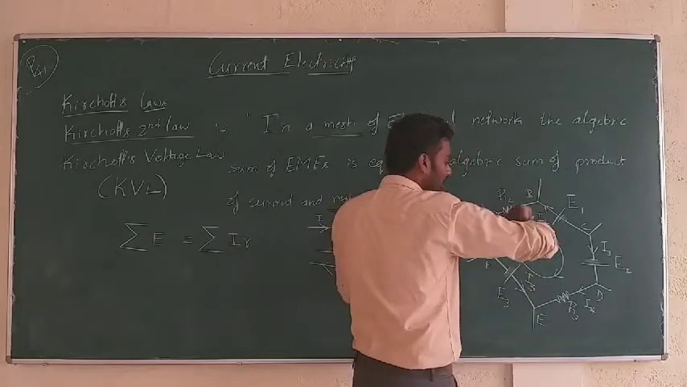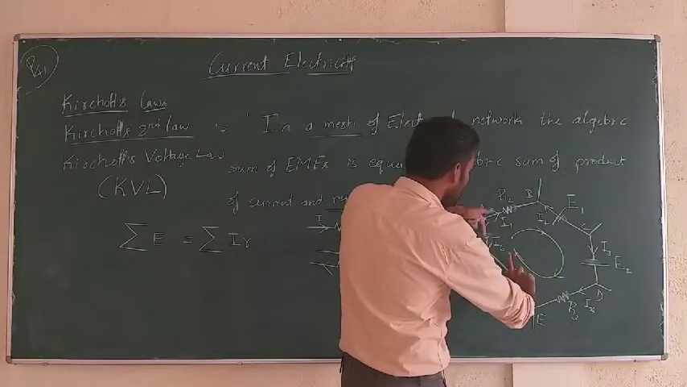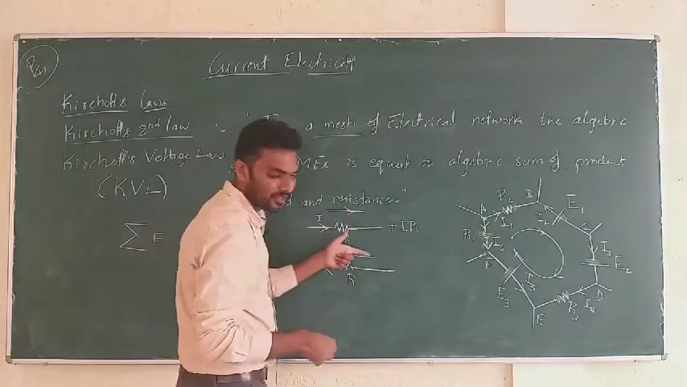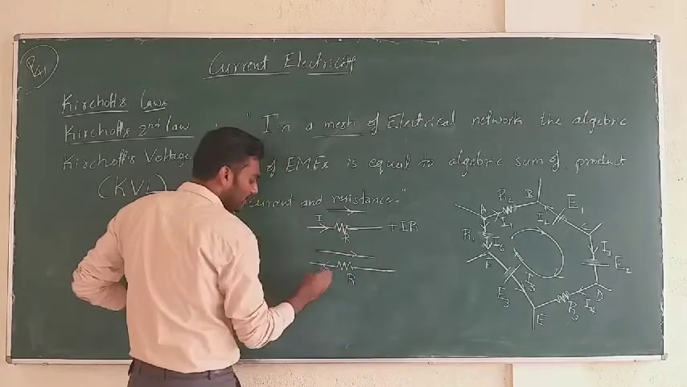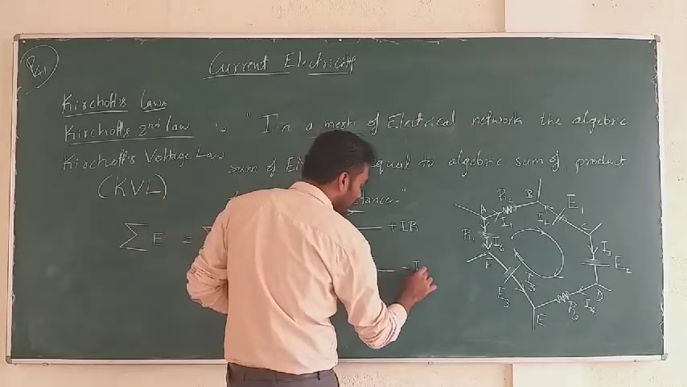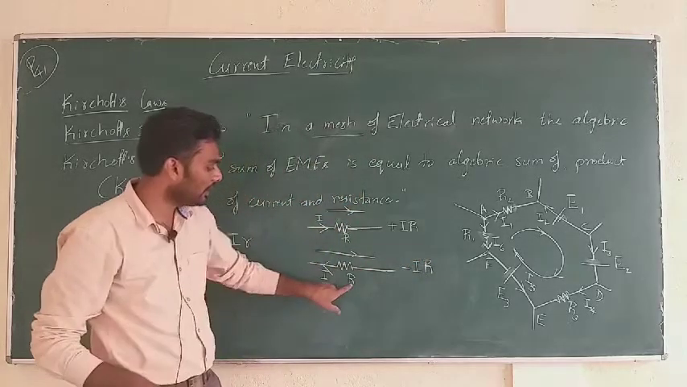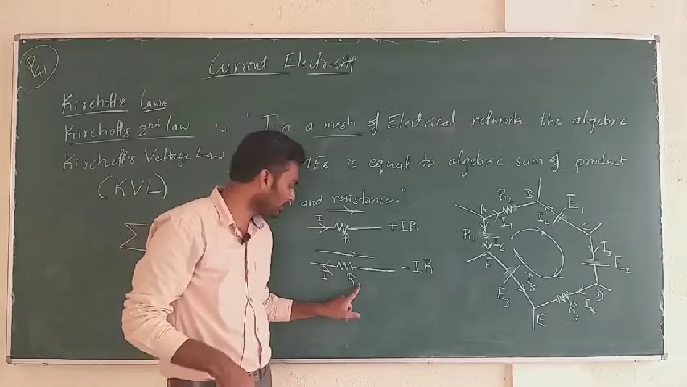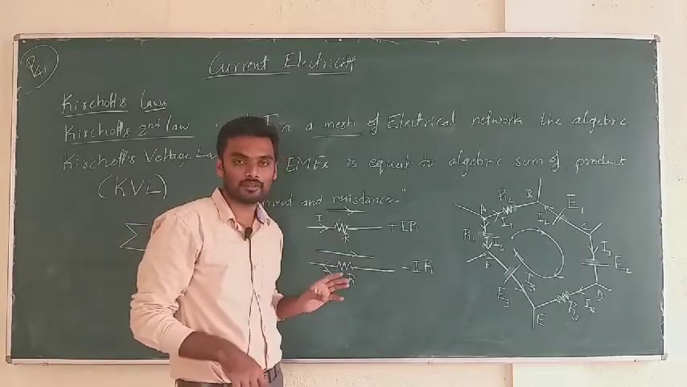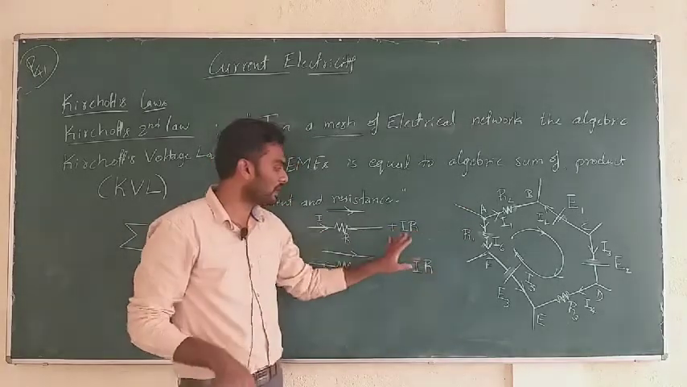So my path is clockwise like this, but the current in this part is in the opposite way. When that is the situation, the direction of traversal is like this, and the direction of current is exactly opposite to that. In this situation, I should consider the product of the current through the resistor, I, and the resistance of the resistor, R, as negative. The product should be taken as negative.